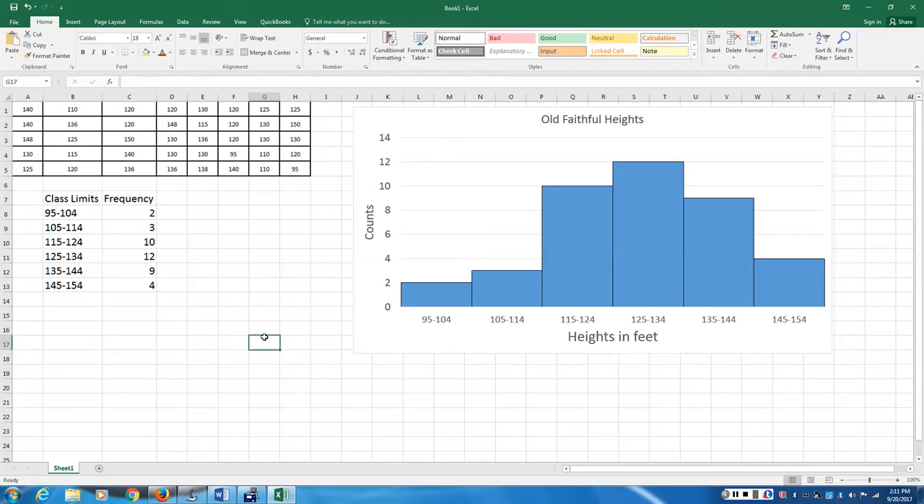There's your histogram, and if you click over here, you'll see that everything's labeled the way it ought to be. Okay? You have made your first histogram.